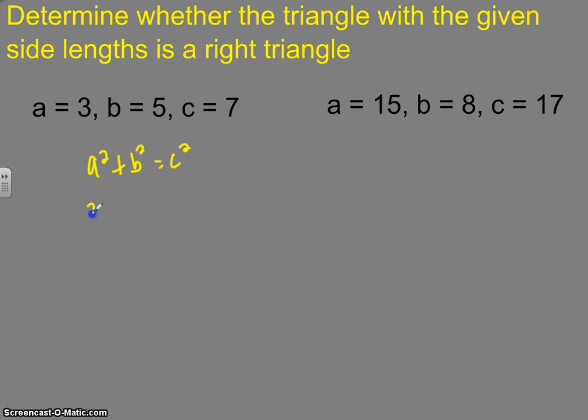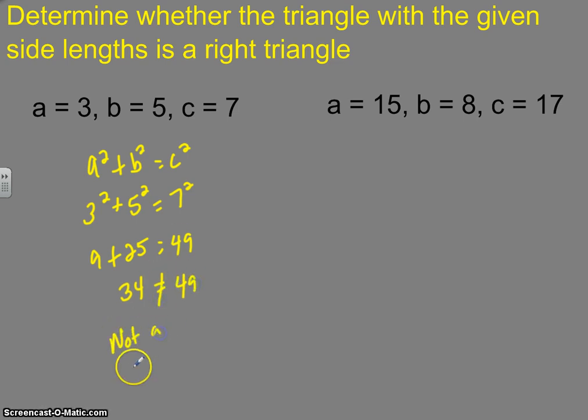So we're going to put in 3 for A, 5 for B, and 7 for C. Now we need to square them, so get 9 plus 25 equals 49. Well, I know that's not true already. 9 plus 25 is 34. 34 does not equal 49. So this is not a right triangle. Okay? Look at the next one.